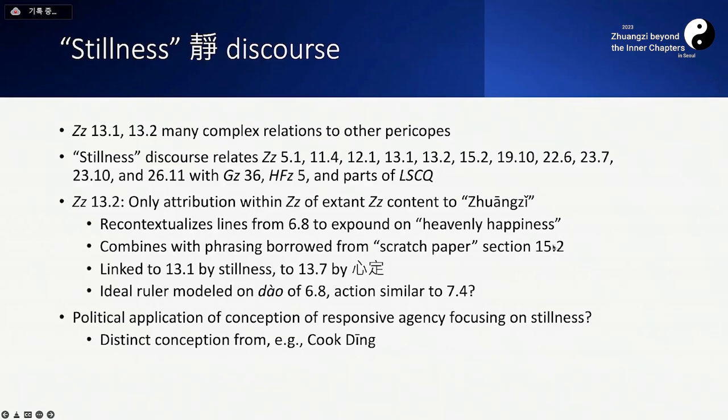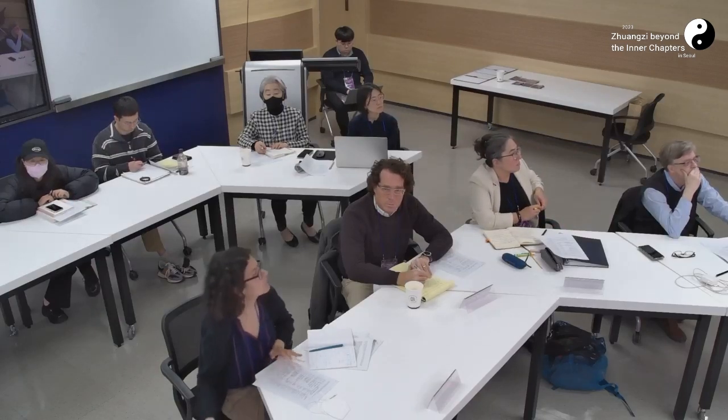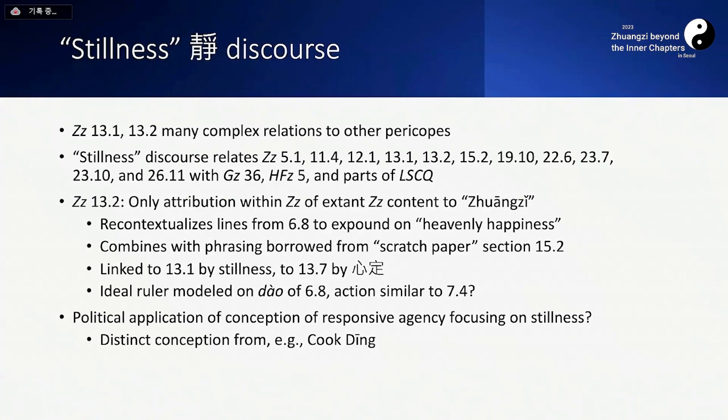I think I've got one more major example to look at here. I'm going to call this the stillness discourse. These are the sections that begin Book 13. In terms of their relations to other texts, 13.1 and 13.2 are probably among the most complex pericopes in the entire Zhuāngzǐ corpus. They constitute major nodes in what I would call the stillness discourse, which draws together pericopes from Zhuāngzǐ and then also from the Guanzi Xinshu essay, from Han Feizi Book 5, and Lü Shi Chunqiu.